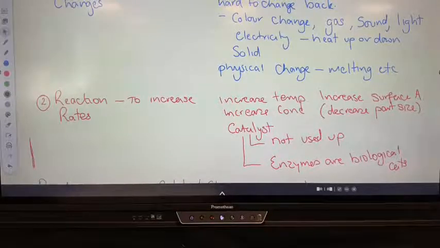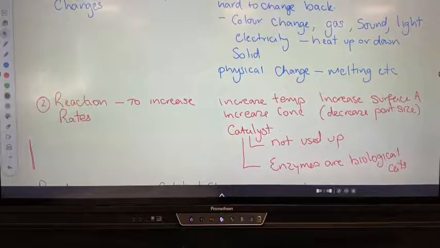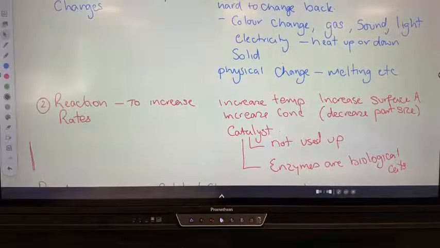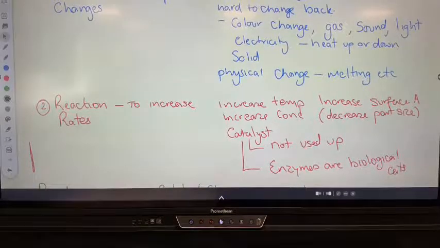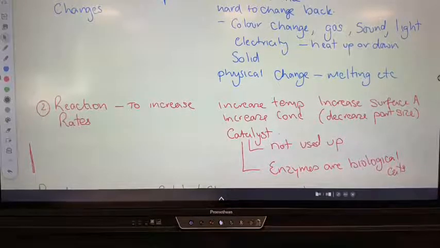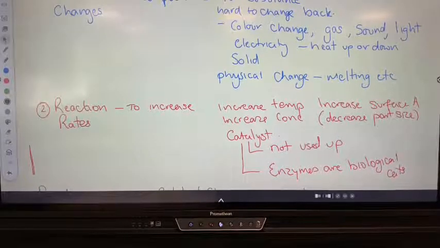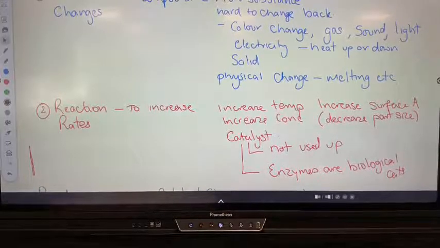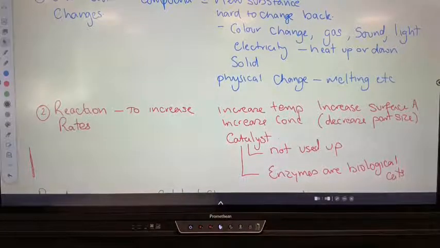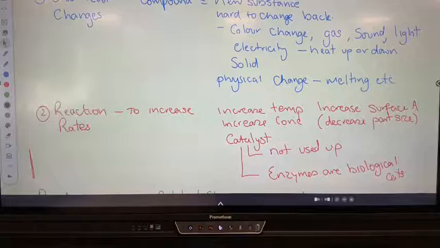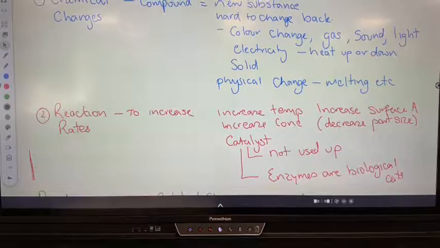The second section is reaction rates, where we look at how temperature increases reaction rate, how increased concentration increases reaction rate, how increasing the surface area by making the particles smaller increases reaction rate, and the use of a catalyst. With a catalyst, you need to remember that it is not used up in the reaction. What you start with is what you finish with. Enzymes are what's called biological catalysts, and they're throughout your body.